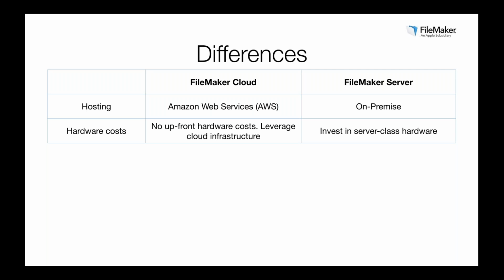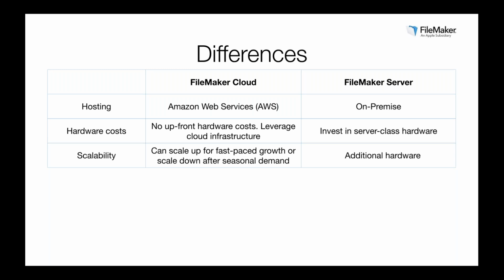As far as hardware costs with FileMaker Cloud, there's really no upfront cost. You leverage that cloud infrastructure that we're talking about. So you don't purchase hardware, you basically pay as you go for the compute and storage that you utilize. With FileMaker Server, you usually invest in server class hardware that, for the most part, you'll have on premise.